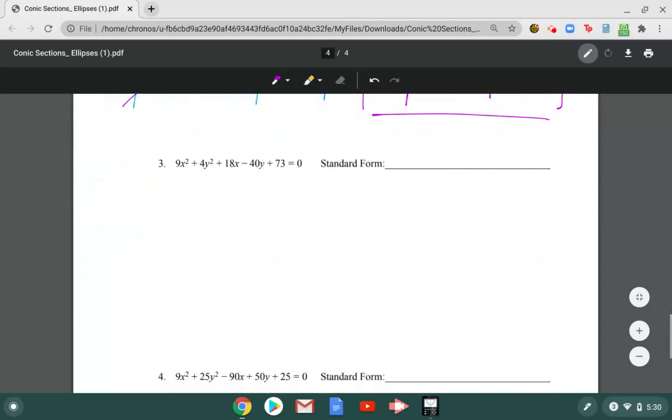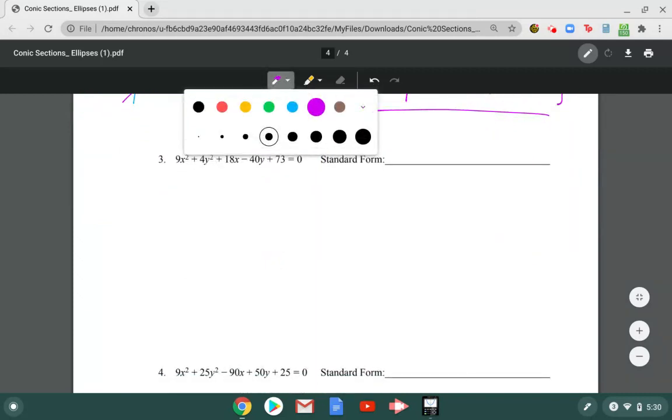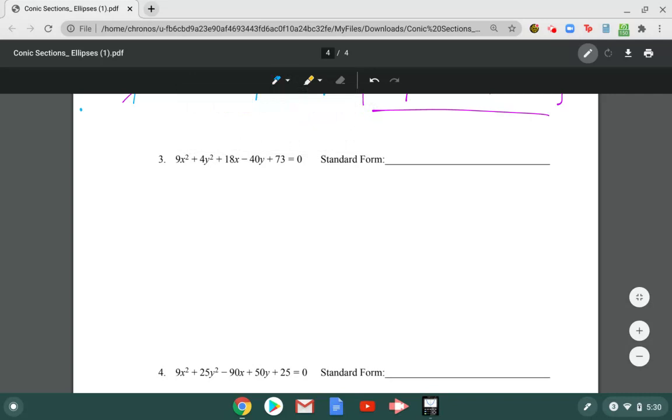Okay, next one, number 3. Hopefully these are getting better. Nice and consistent. You do quite a bit of completing the square in calculus. It comes up just enough where you're going to want to be good at it, because usually when it comes up, it's in some really big problems. Let's go ahead and do the x terms. So I get 9x squared plus 18x. And then my y's plus 4y squared minus 40y. And let's bring the 73 to the other side, equals -73.